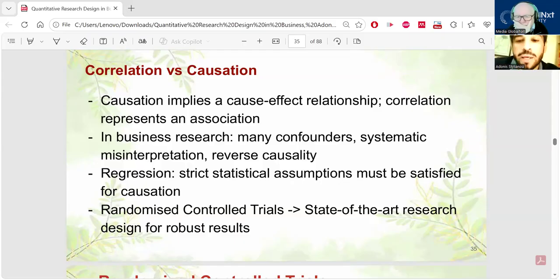One really important state-of-the-art approach is the introduction of randomized controlled trials in business research. Randomized controlled trials have been used for many decades in medicine, in health sciences, in life sciences, and only recently people realized its usefulness in business research. Why do we need randomized controlled trials? The main aspect is randomization.